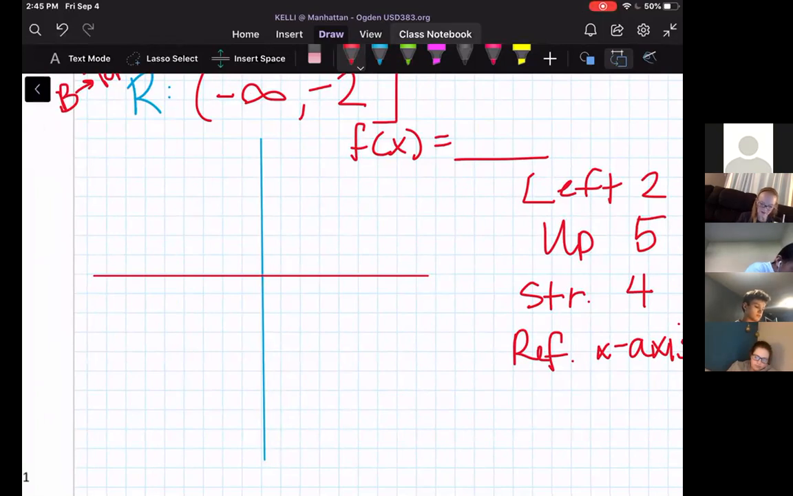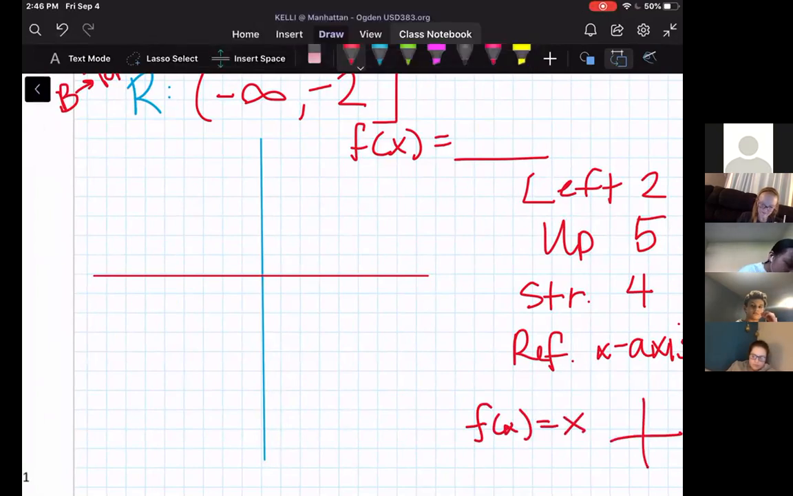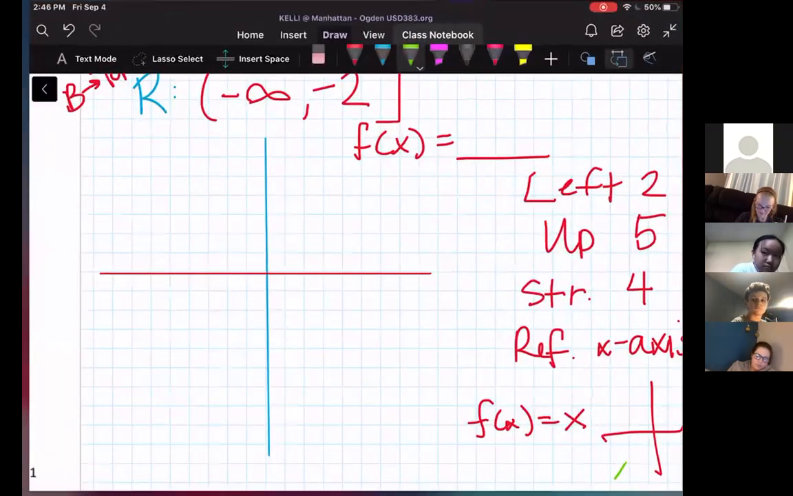So if I'm starting with the regular parent function, f of x equals x, that's just this straight line that goes through the origin, and it goes through points (1, 1), (2, 2), (3, 3), (4, 4), right? So I want to move that line, and I'm going to start with the origin. Dang it, that picture did not draw my line through the origin, and I just erased the whole thing. Okay, there we go.